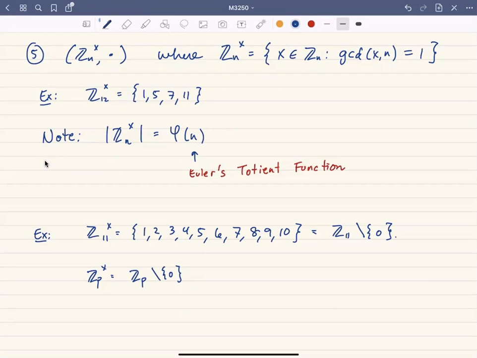So these are just some examples of groups. Again, I think that the most important example that we've talked about so far, at least the one that will be most relevant for cryptography, is this example number 5.